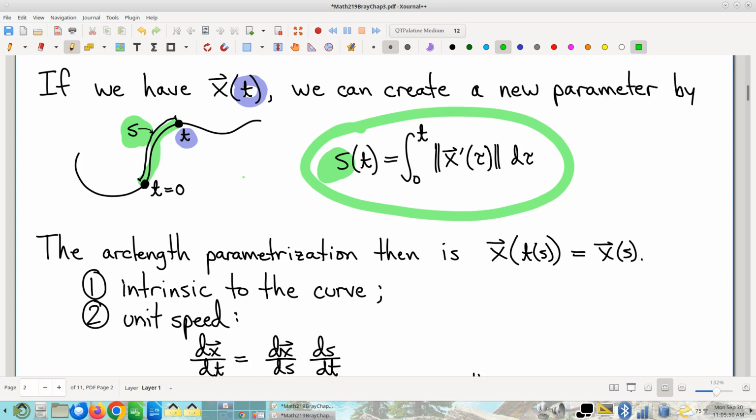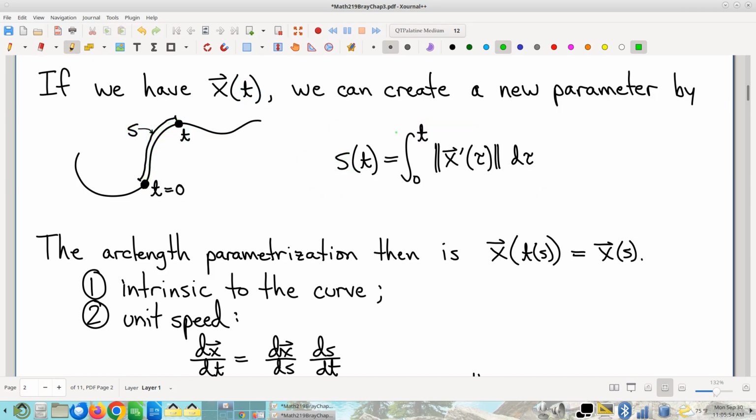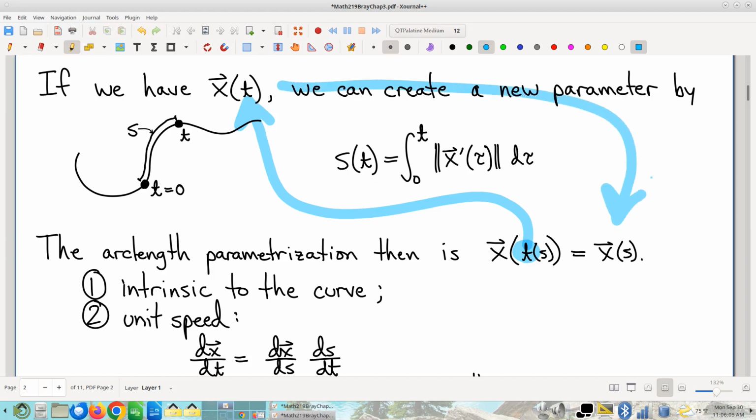Right? And so now that you have an algebraic relationship between S and T, okay, solve for T, plug that into there, and you'll end up with position as a function of S. And this is what we call the arc length parameterization.